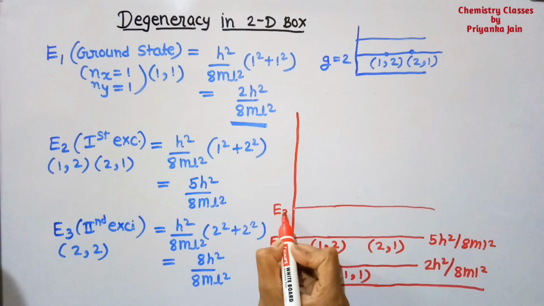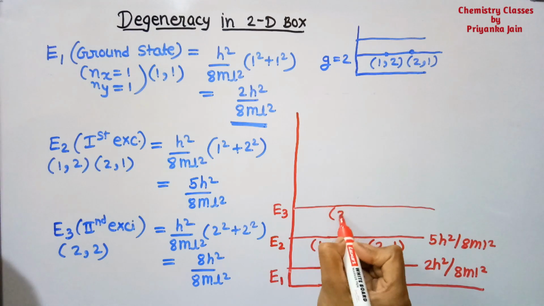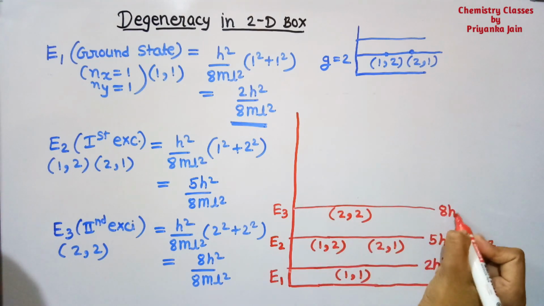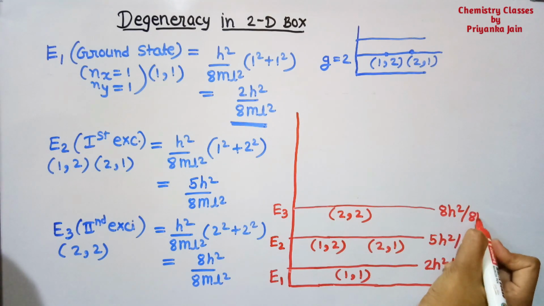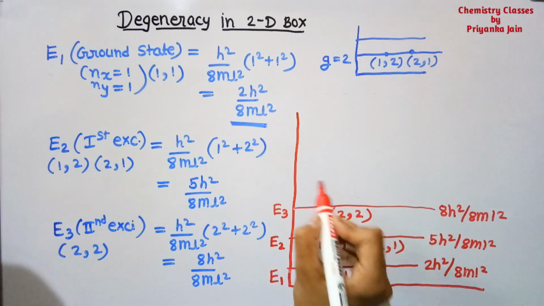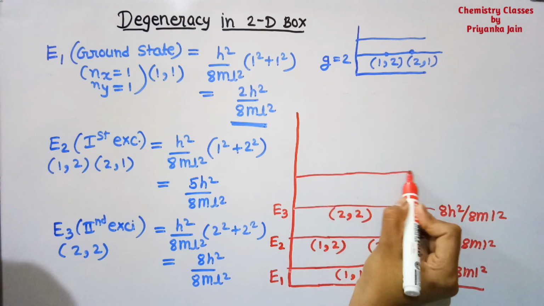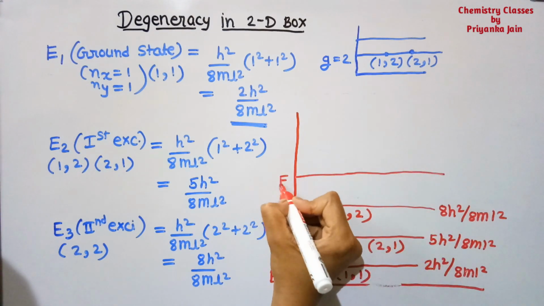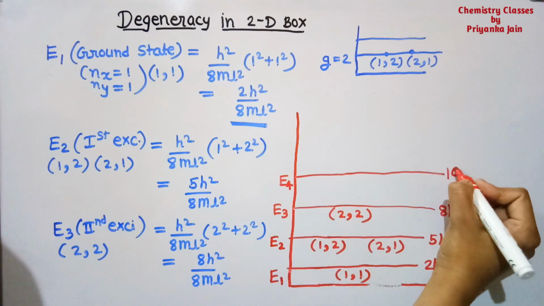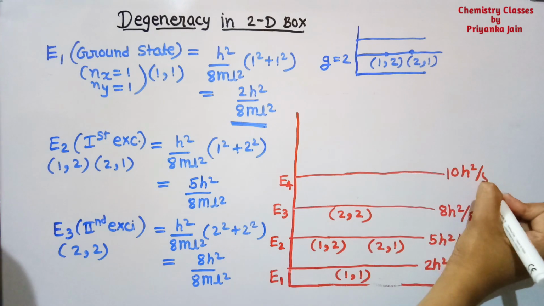Similarly for the E3 state, see here, the only state is (2,2). This will have the energy 8h² upon 8mL². This is a non-degenerate state. And then the E4 state will have the energy 10h² upon 8mL².